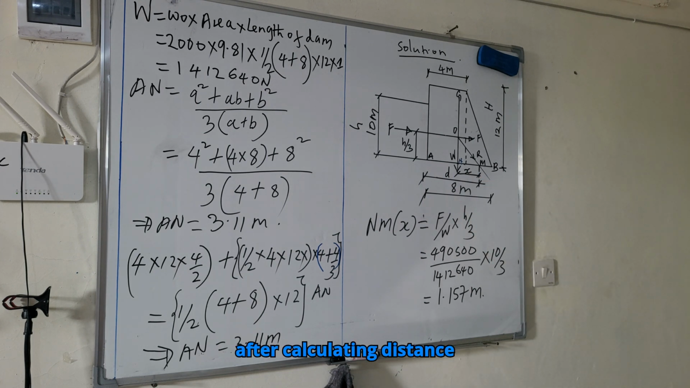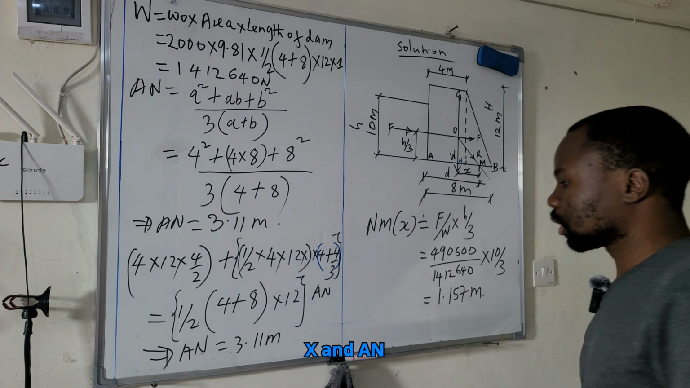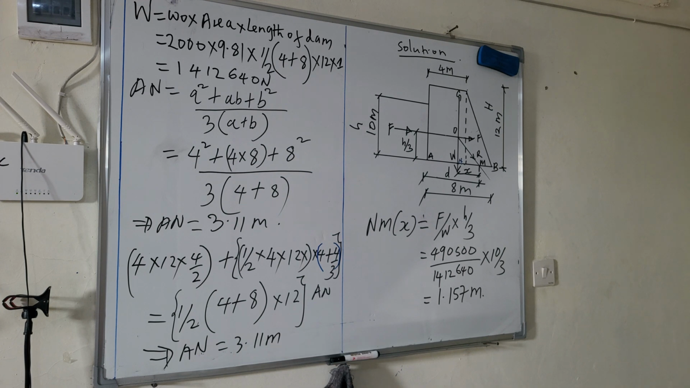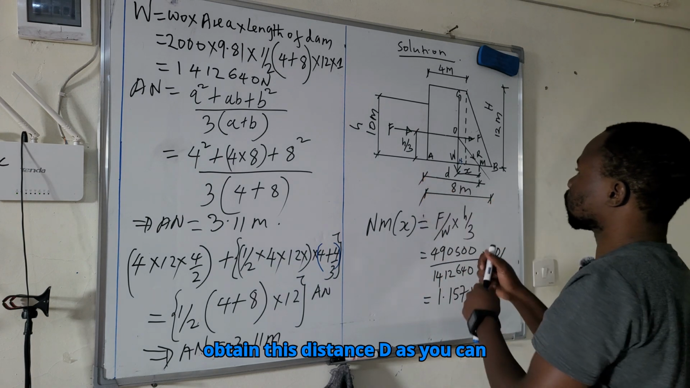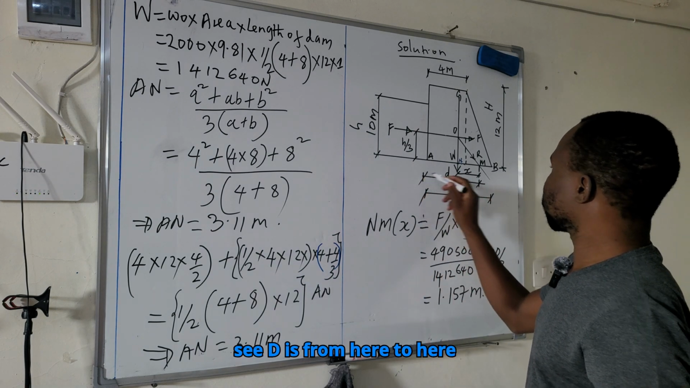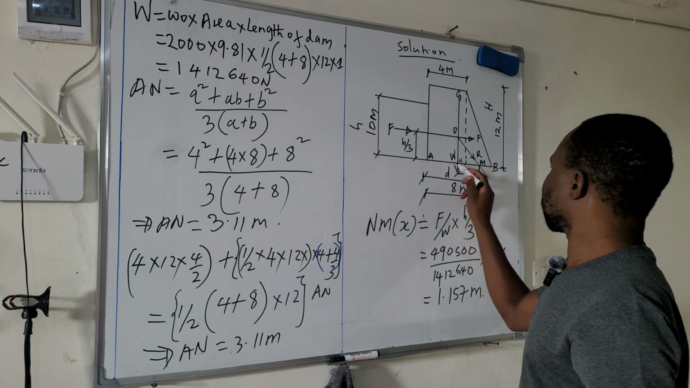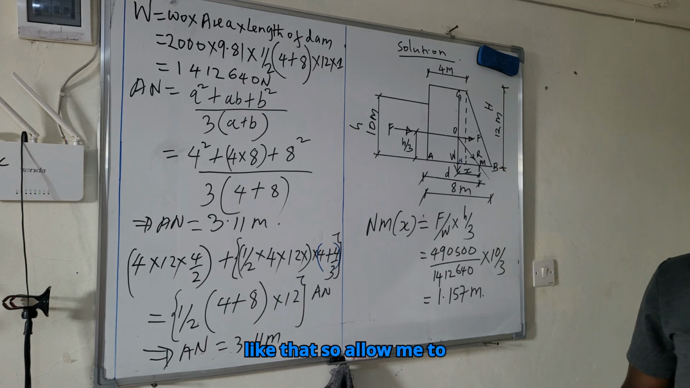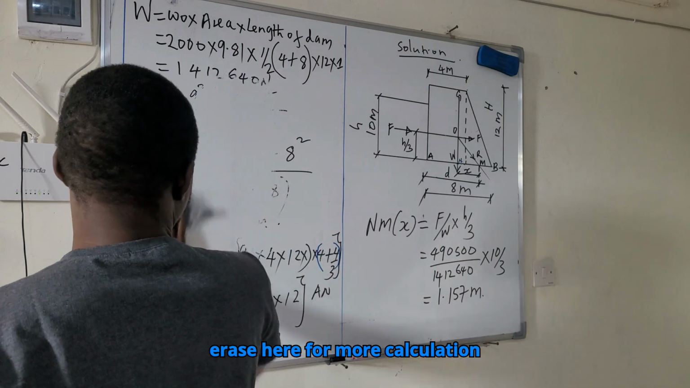After calculating distance x and AN, we now proceed to d, distance d. I want now to obtain this distance d. As you can see, d is from here to here. So we will take AN plus NM, like that. So allow me to erase here for more calculation.